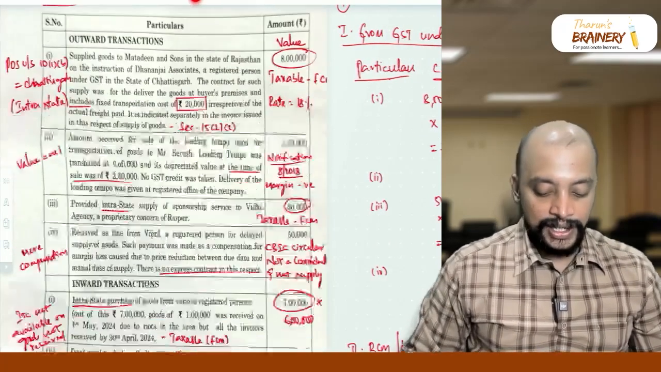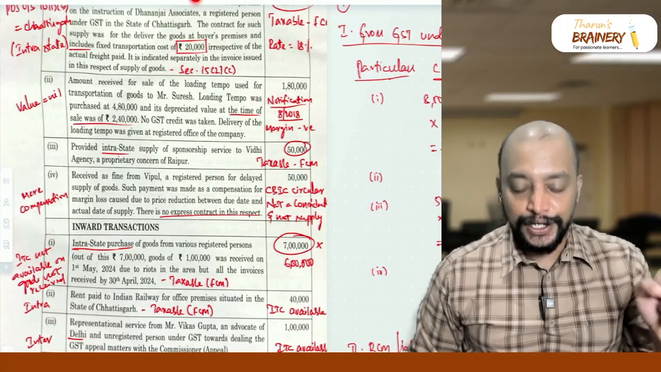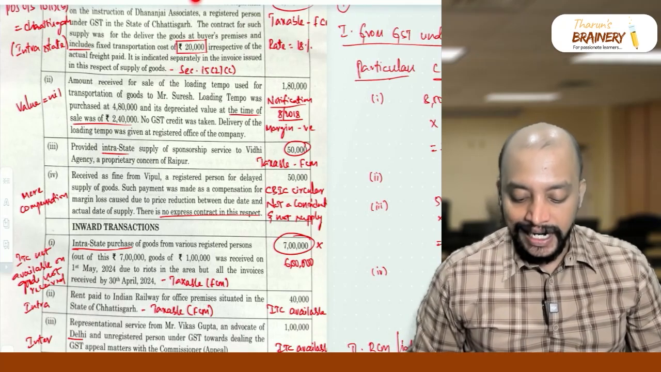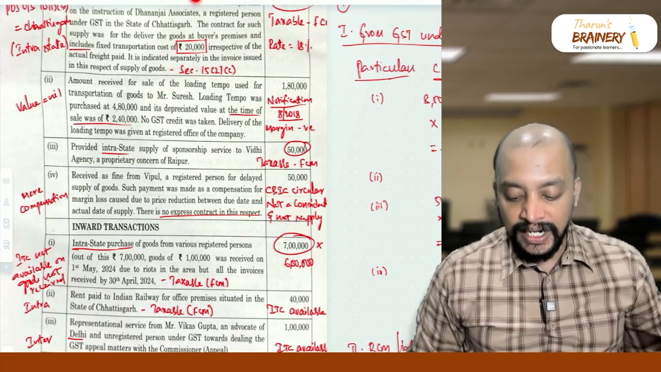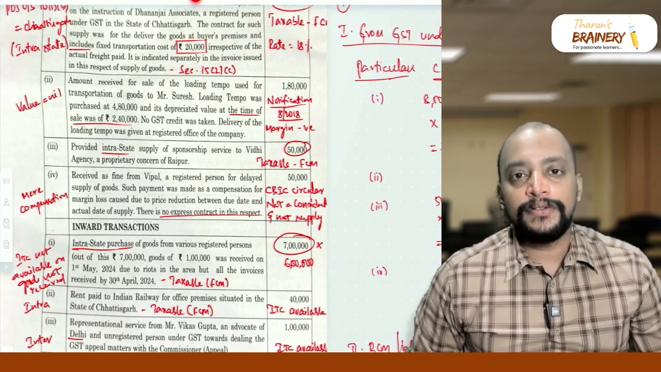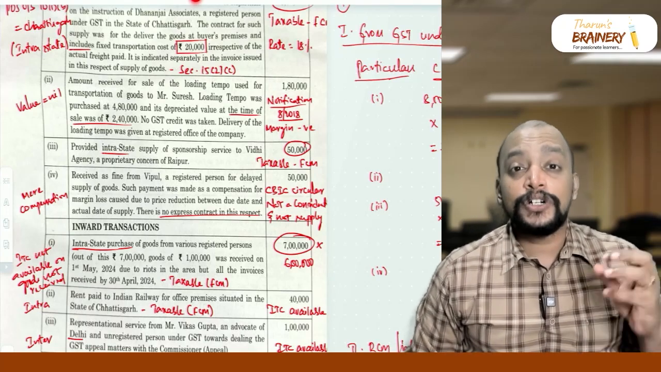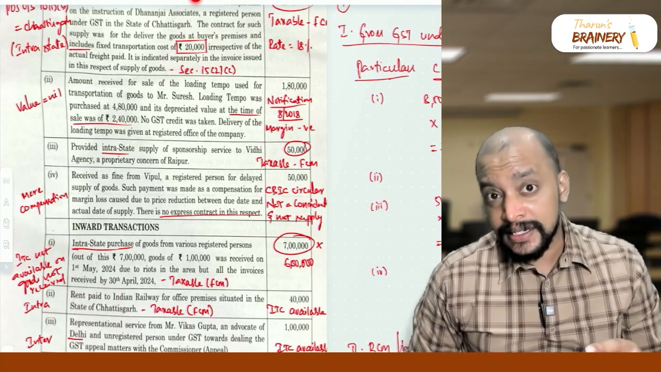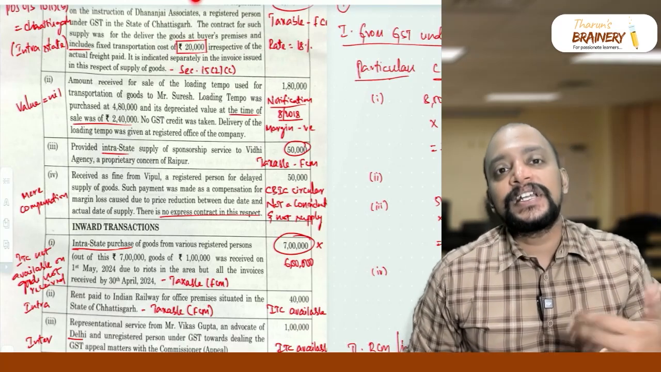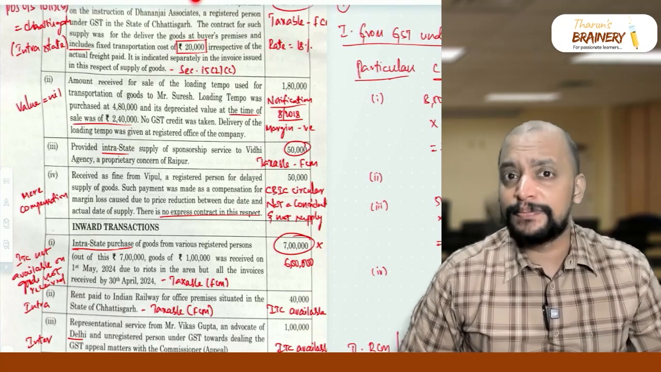Then the next transaction: amount received for sale of a loading tempo used for transportation of goods to Mr. Suresh. The loading tempo was purchased at 4,80,000 and its depreciated value at the time of sale was 2,40,000. We have Notification 8 of 2018 which says that whenever certain specified motor vehicles which are depreciated, and on which ITC is not availed, are supplied, we need to take the margin, that is sale price minus purchase price.